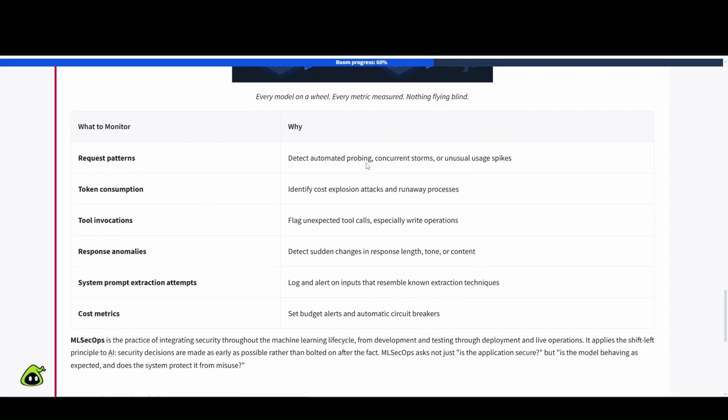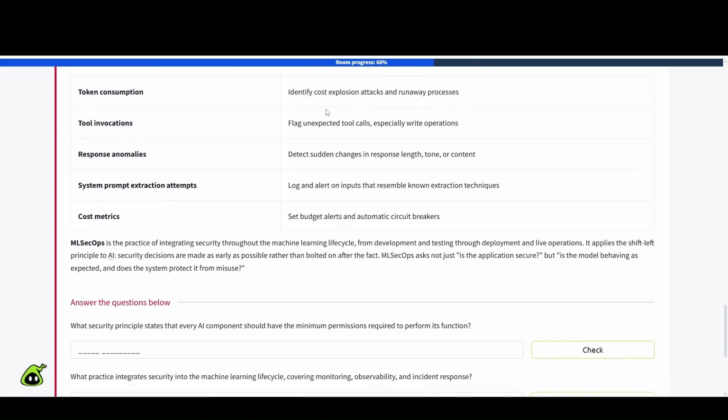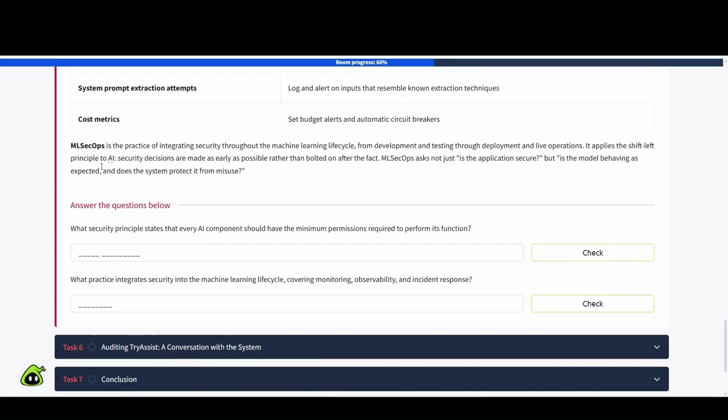Request patterns: detect automated probing, concurrent storms, or unusual user spikes. Token consumption: identify cost explosion attacks and runaway processes. Tool invocations: flag unexpected tool calls, especially write operations. Response anomalies: detect sudden changes in response length, tone, or content. System prompt extraction attempts: log and alert on input that resembles known extraction techniques. Cost metrics: set budget alerts and automatic circuit breakers.